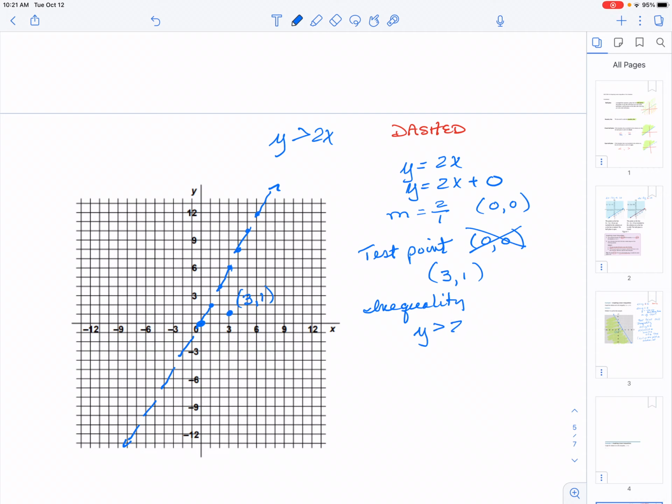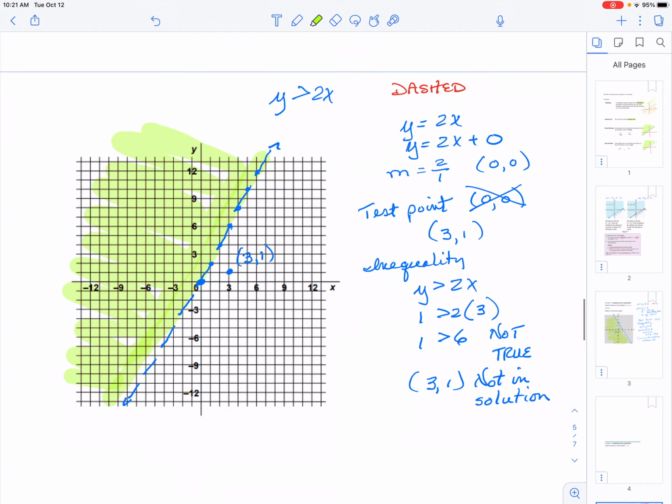y greater than 2x. I'm going to put in the 1 for y, and the 3 for x: 1 greater than 6. This is not true. 1 is not greater than 6. So that means that this point (3, 1) is not in the solution. So instead of shading where I selected the point, this time I'm going to shade the other half plane, because the point that I selected was on the other side. It did not check out, did not satisfy the inequality. So I go to the other side, process of elimination.